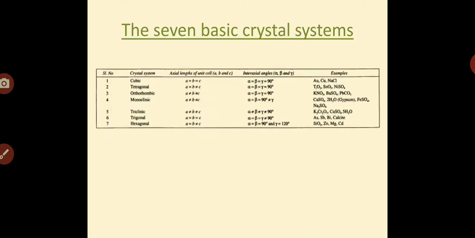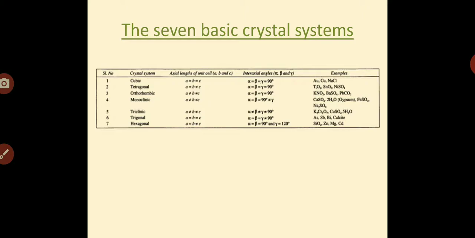See, in this table, the basic crystal systems are given. Their length proportionality and angle proportionality are also given. Examples are also given. Here for cubic we can take crystals like gold, copper, sodium chloride, etc. For tetragonal, titanium dioxide, SnO2, NaSO4, etc. Orthorhombic, KNO3, BaSO4, barium sulfate, lead carbonate, etc.